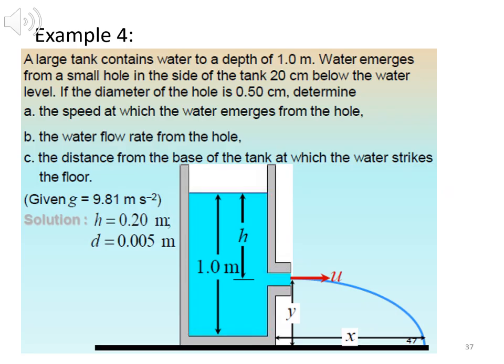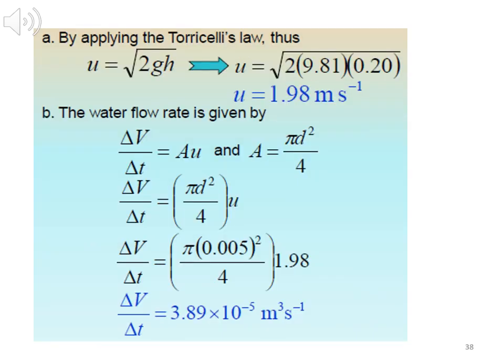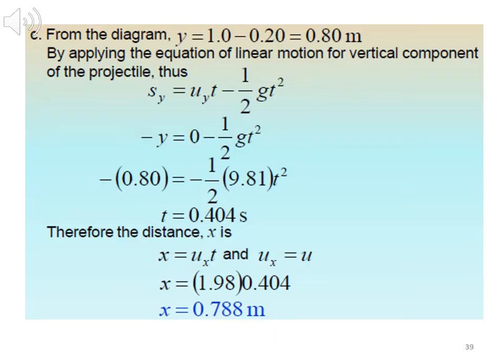Let us see example 4, which shows the application of Bernoulli's principle and Torricelli's law. The water flow rate can be obtained by Bernoulli's equation. By applying Torricelli's law, you will get the speed of the water flow. From the previous calculation you can also get the distance by using the kinematic equation for the vertical component.